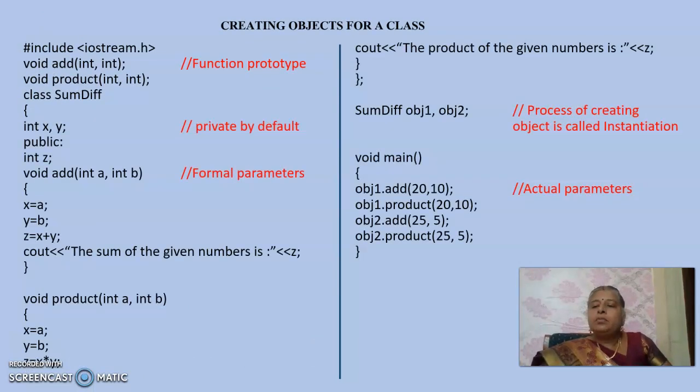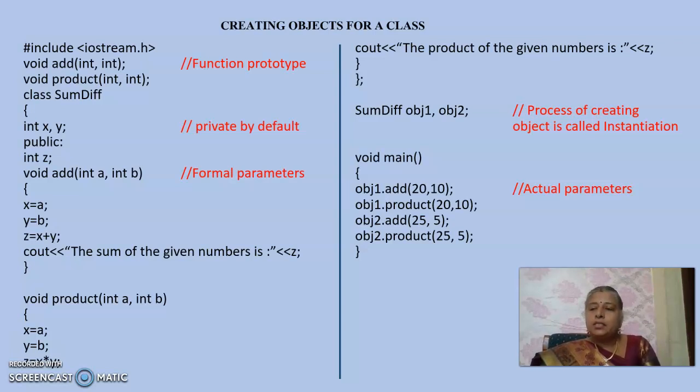I read the program. The first line: #include <iostream.h>. The second one is void add(int, int). So this is called the function prototype, otherwise known as function declaration. With these two lines, we are informing the C++ compiler that we are going to use these two functions with the same data types inside our program. So this is necessary for C++.